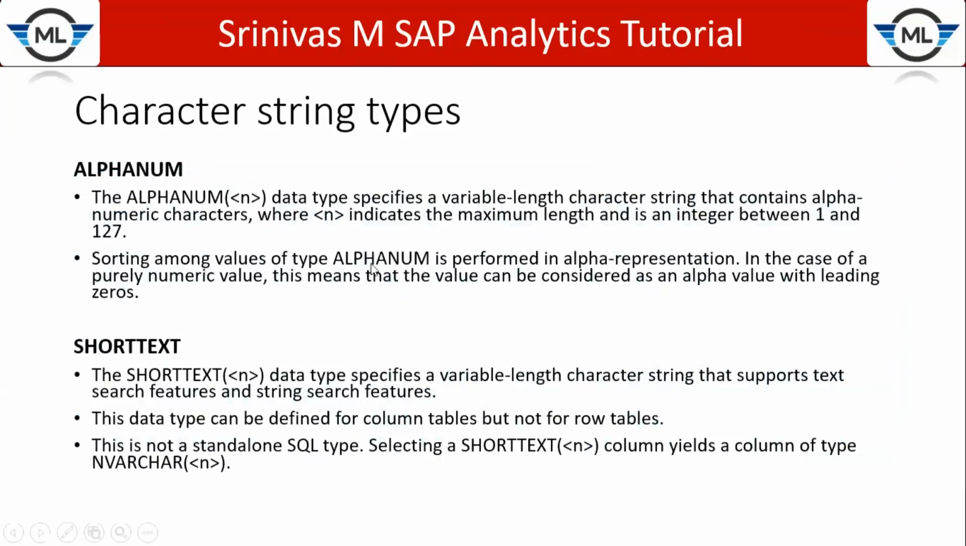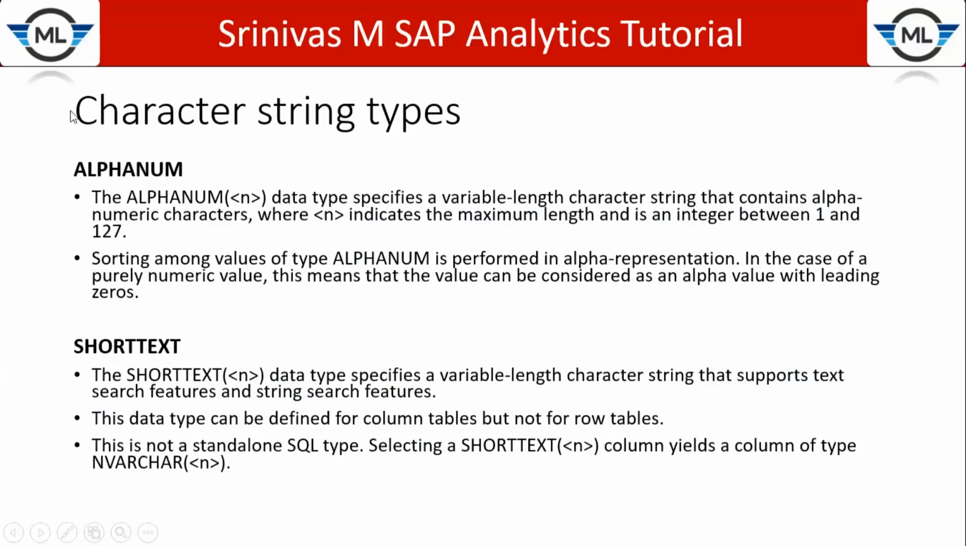Sorting among values of alphanumeric is performed in alpha representation. But mostly, whenever we create tables, we go for VARCHAR or NVARCHAR. Whenever you have any special requirements, then we can go for alphanumeric. Short text is also the same kind, where n defines the maximum length. The data type can be defined for column tables but not for row tables. So when you are using the short text data type, make sure your table is a column table, not a row based table.